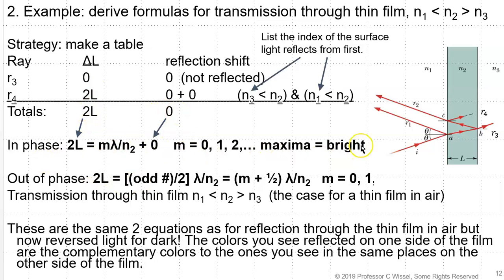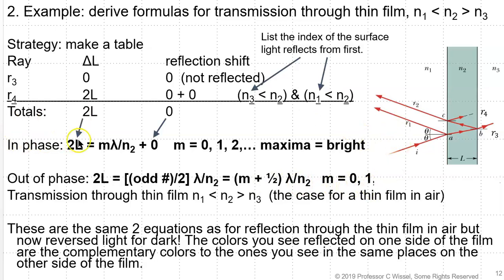This means you need this equation for the maxima: 2L equals m lambda divided by N2. The out of phase one is just the other one. That will be 2L equals (m plus 1/2) lambda divided by N2 for these different orders.